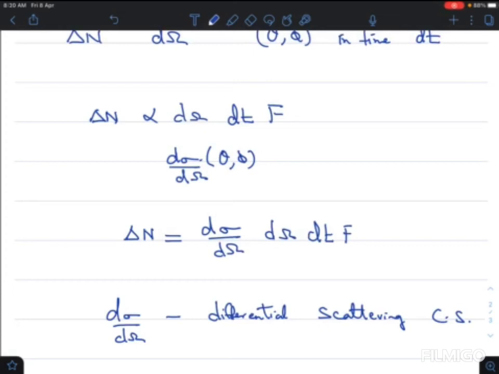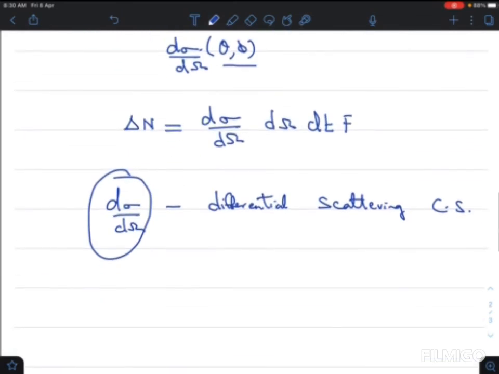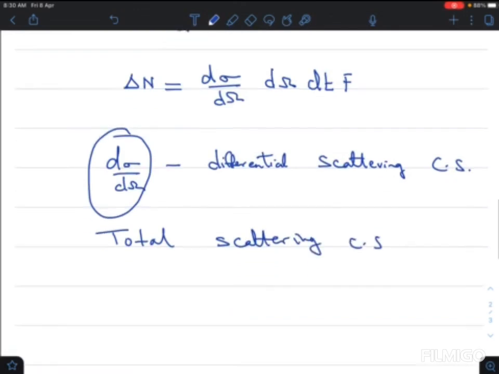So this differential scattering cross section depends on the parameters of the incident particle and the nature of the target. So given this information, the aim of scattering theory is always to determine the value of d sigma by d omega as a function of theta and phi. Now this is the differential scattering cross section. So in order to get the total scattering cross section, what will we do? We have to integrate this.